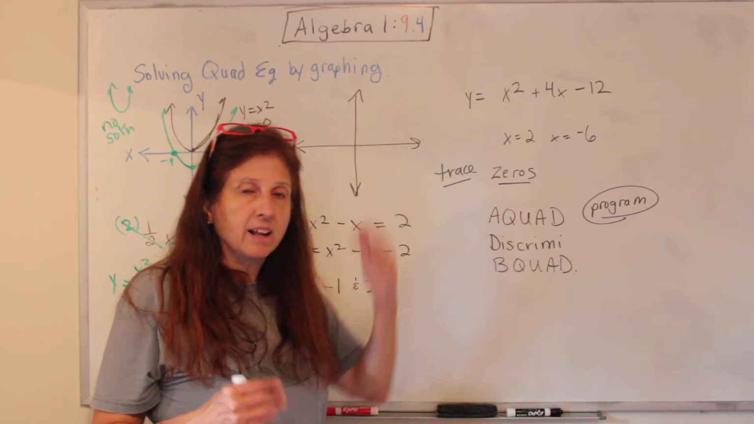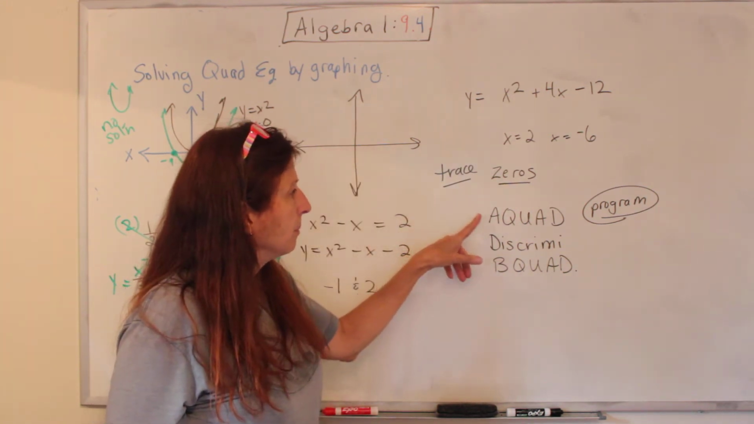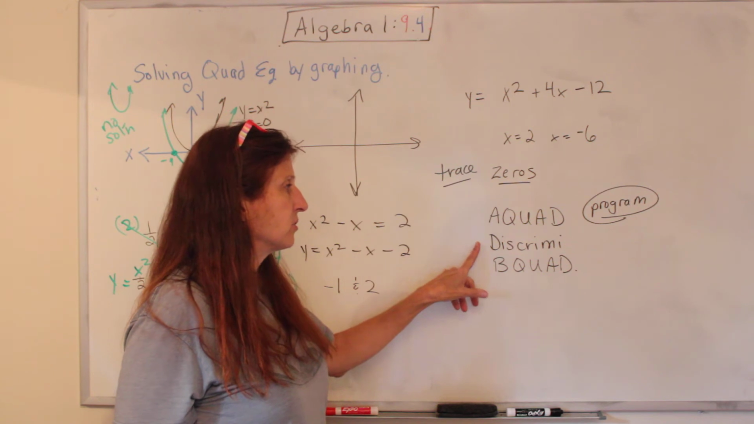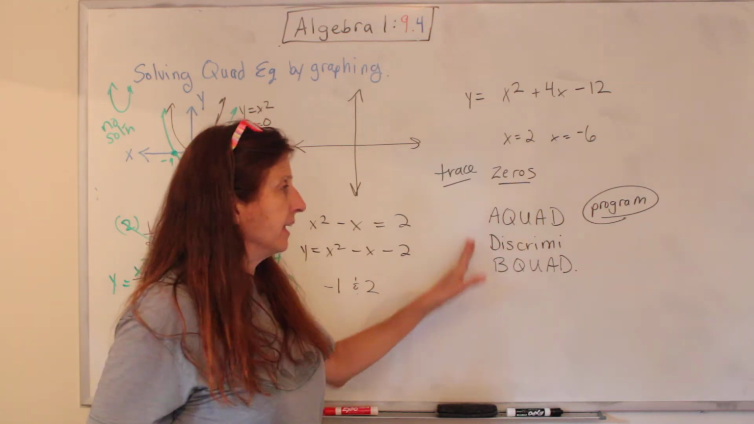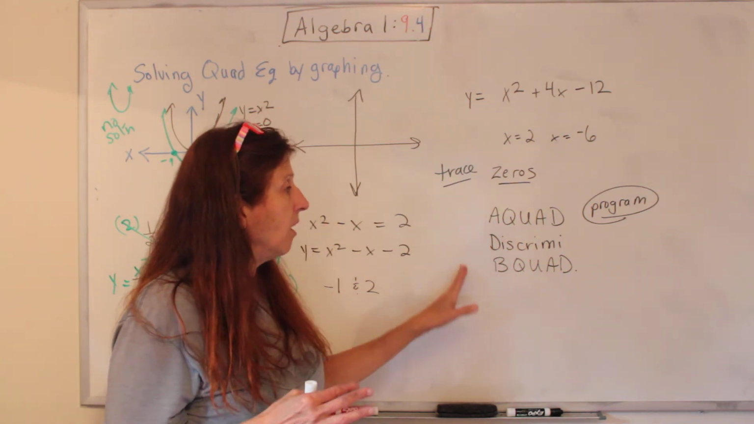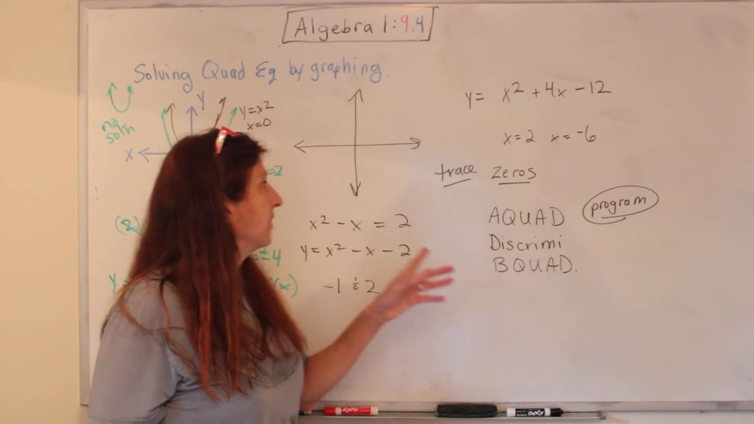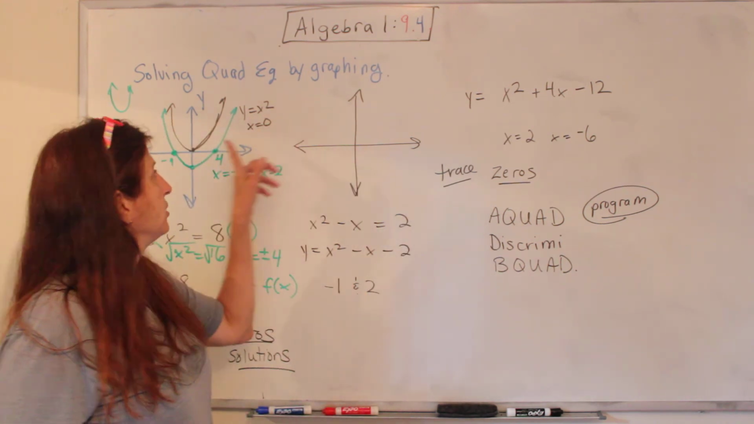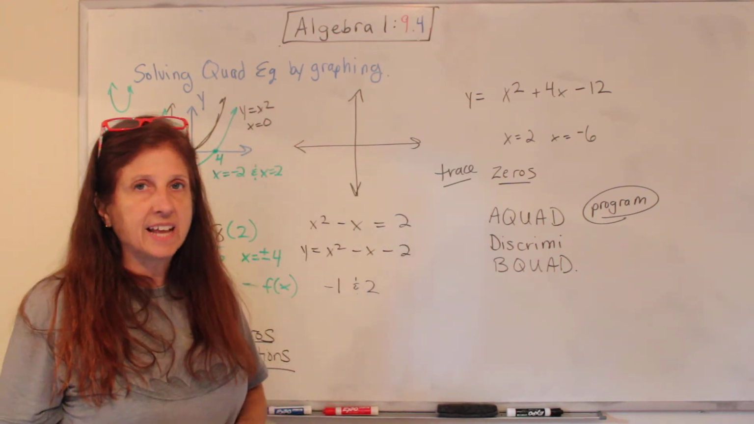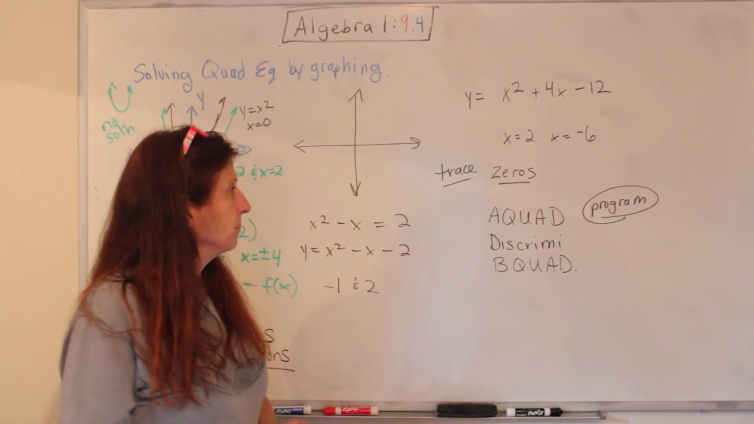If you've taken classes from me before, the ones I like are A quad, discrimi, and B quad, and I can give you all of those, and it will also tell you the solutions or the answers of where these U's cross the x-axis, which is considered the answer.